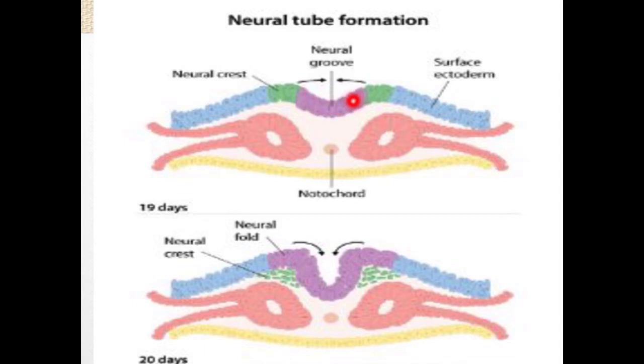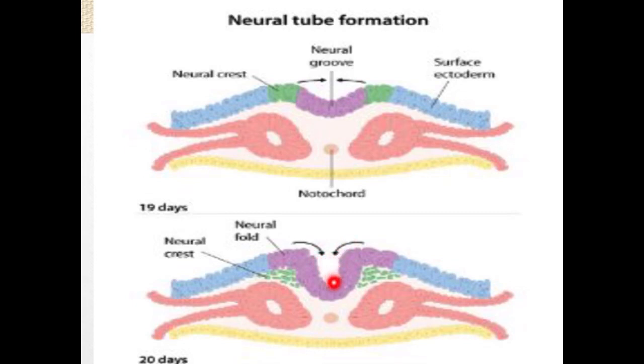It will induce it to get converted into neuroectoderm, and this neuroectoderm will move toward the midline, like this arrow and this arrow. The peripheral ends from the left side and the right side will move medially, and this will give rise to the formation of what is called the neural fold.